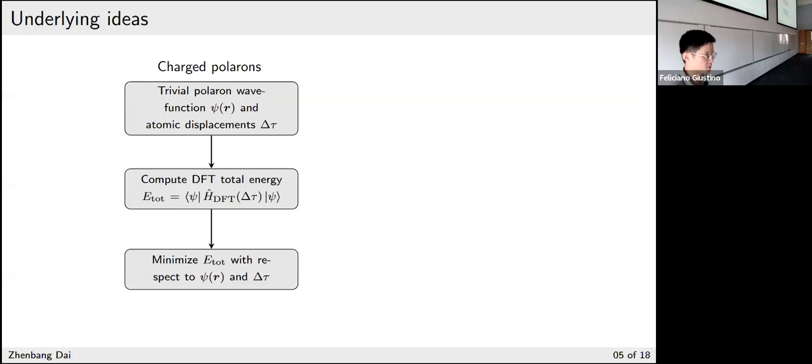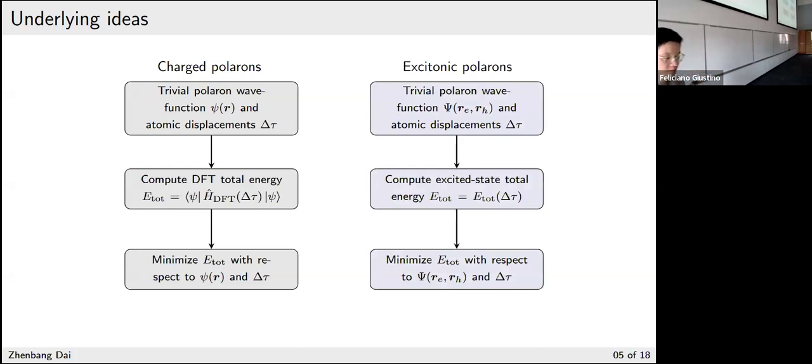Our theory for the exciton polaron has direct parallels with the charged polarons. Our method is that we first give a trial exciton polaron wave function psi of r_e and r_h, because an exciton polaron is a two particle quantity. So we have two coordinates, one for the electron and one for the hole, and then the corresponding atomic displacements. And then we have to come up with a way to compute the total energy for the excited state, given the exciton polaron wave function and the atomic displacement. And then we need to minimize the total energy with respect to the wave function and the atomic displacements. And in the end, we have to introduce some spectral decomposition in order to bypass the supercell.